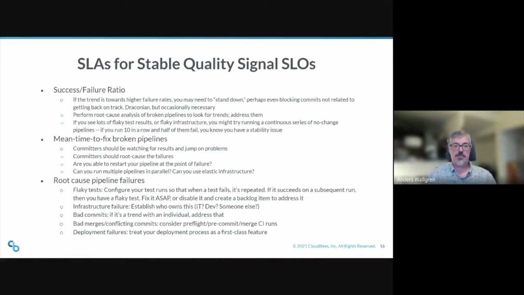If you can't fix your flaky infrastructure, you might have to commit resources or people to it. You may have to do some re-architecture or something like that. And when it comes to things like bad commits, bad merges, deployment failures, and so on, you address those on a case-by-case basis. If you're tracking a lot of failures coming to an individual or a team, maybe that individual needs some coaching. Maybe that team is working in a tricky or legacy part of the code that isn't well tested. Maybe we need more testing, more unit testing, those sorts of things.